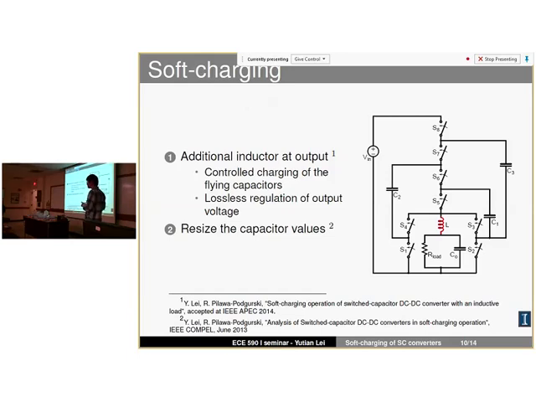Actually, with the inductor in there, we can operate this converter at a much higher voltage ripple across the capacitors without hurting the efficiency at all. So it decouples the efficiency and the ripple. The other purpose is that if we switch the switches in a clever way, we can actually achieve lossless regulation of the output voltage. I'm not going to show the details here.